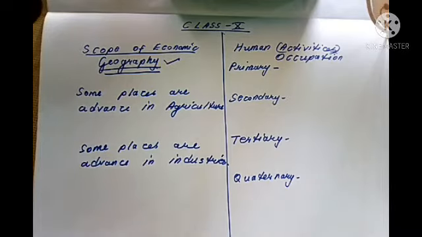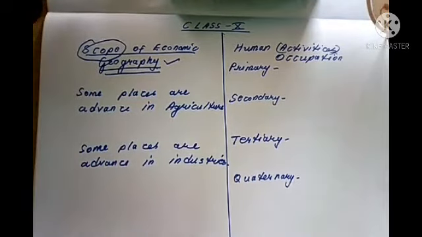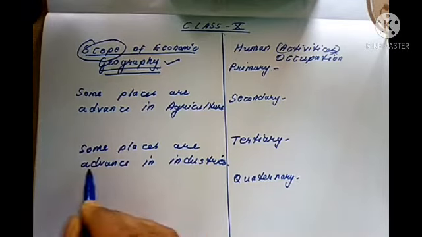Scope, what is the meaning of scope? The meaning of scope is to what extent we are studying economic geography. That means to what extent the study of economic geography is extended, it's spread. So what are the places that we need to study in economic geography? Some places are advanced in agriculture, and some places are advanced in industry.